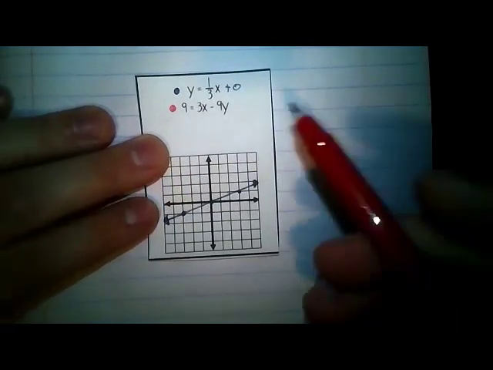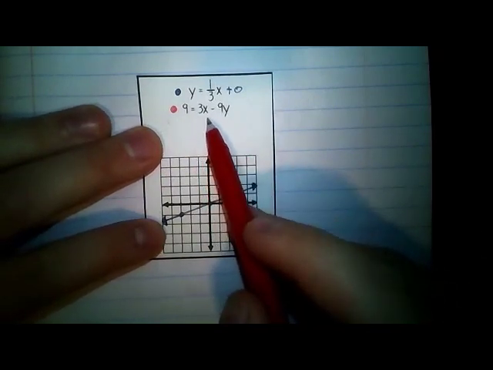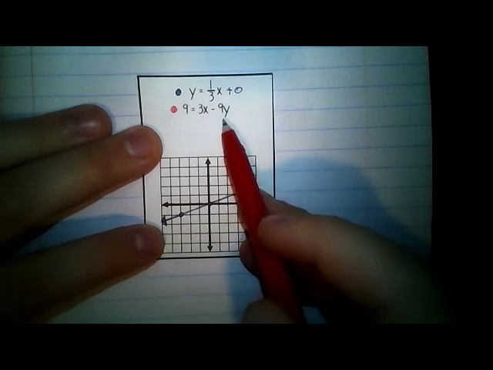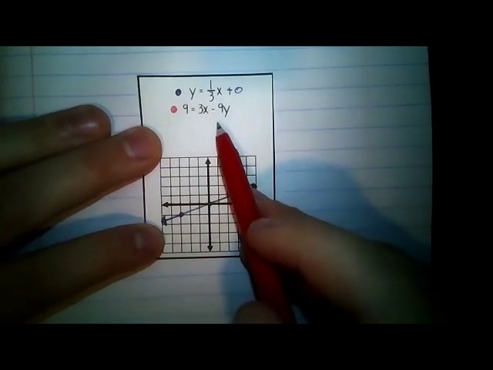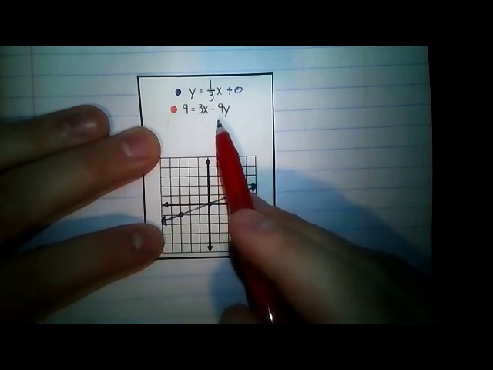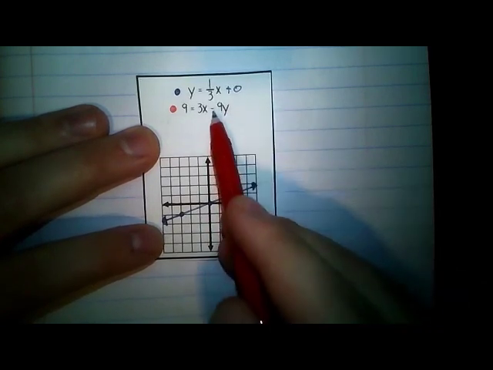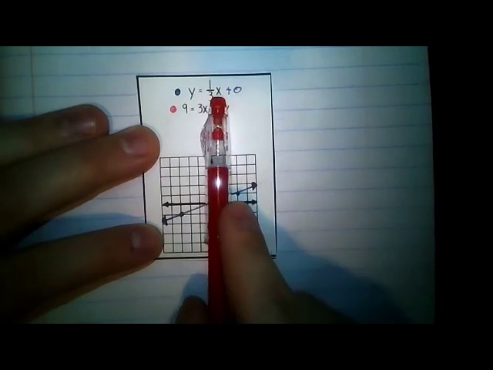And now I've got my second equation, which I'll do in red. So 9 equals 3x minus 9y. Now, one way to use standard form is we can put this in slope-intercept form and graph using that method. But there's a faster way called the cover-up method, and this one works nice for that. So the cover-up method means if I want to find the x-intercept, I'm going to cover up the term with y.